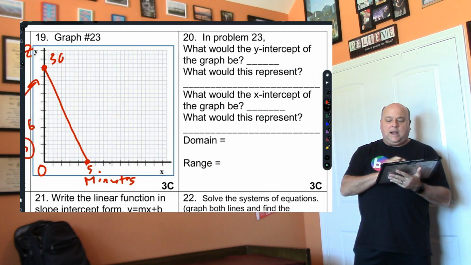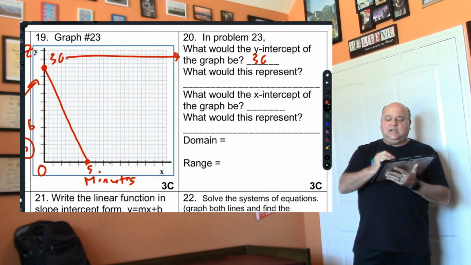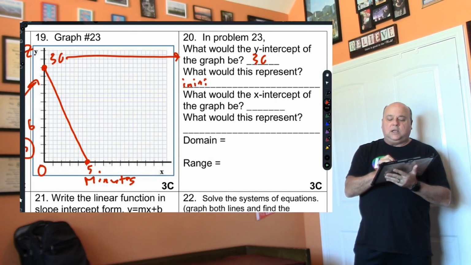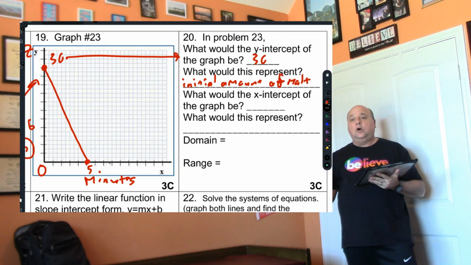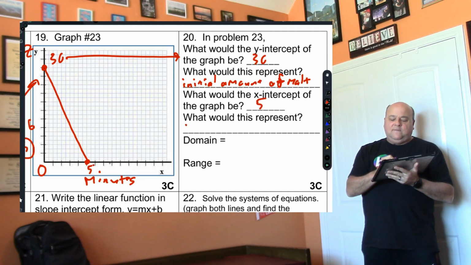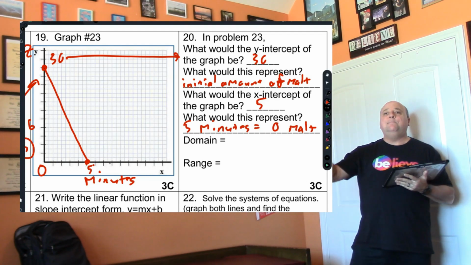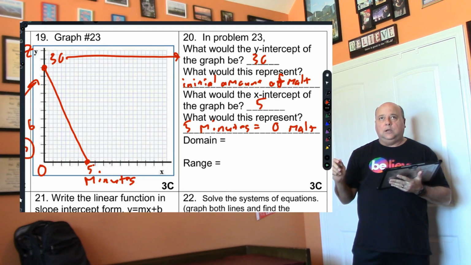Let's go over to the right. The y-intercept is 30. And it represents the initial amount or the starting amount. Initial amount of malt, right? Or it's what he starts off with. On the STAAR, they're going to use initial. The x-intercept is going to be the 5. 5 minutes equals 0 malt, right? However you want to say that. At 5 minutes, he's going to run out of malt, okay?